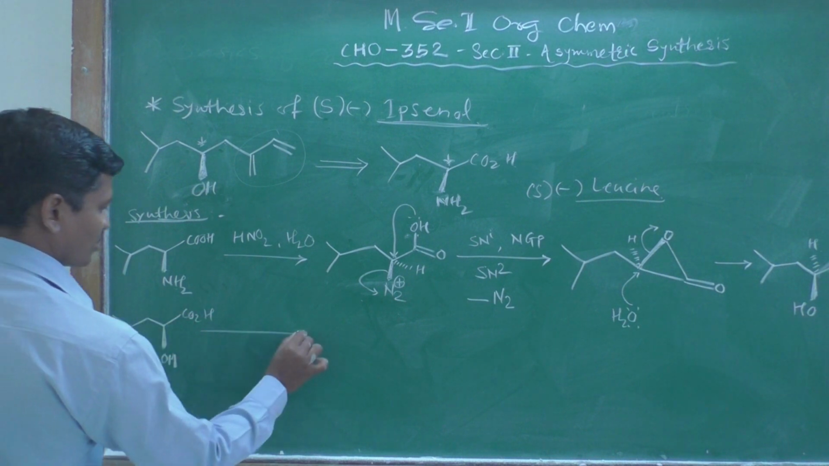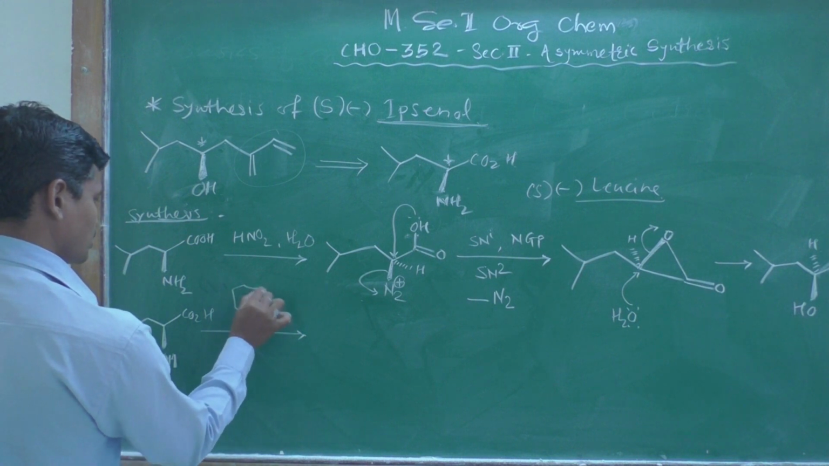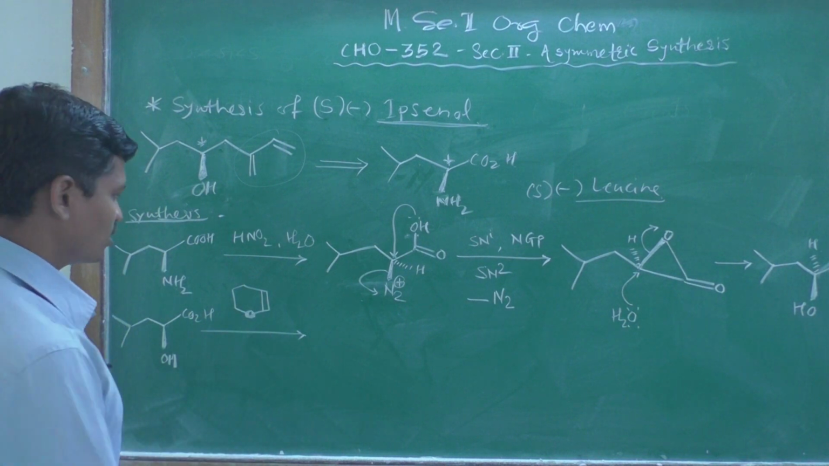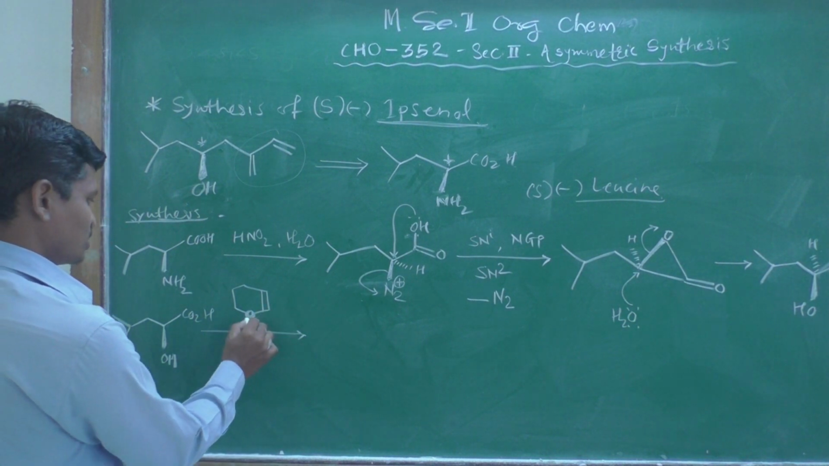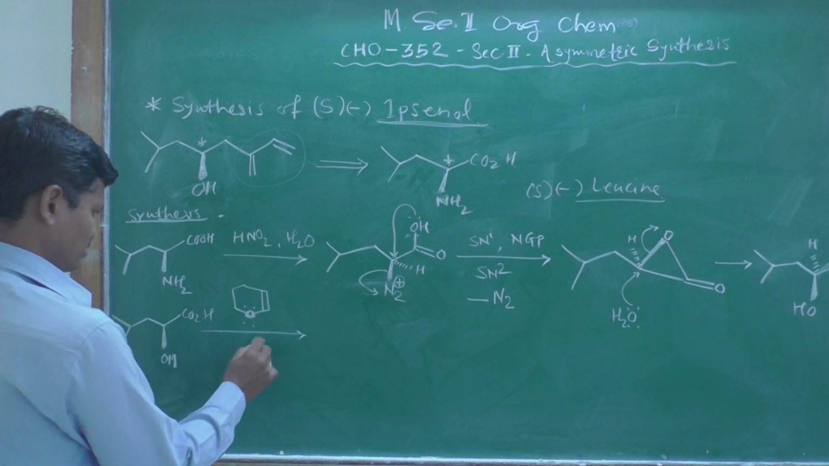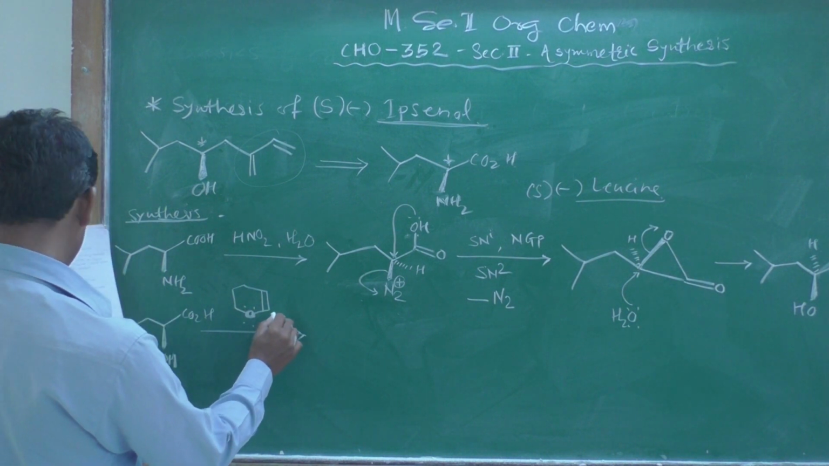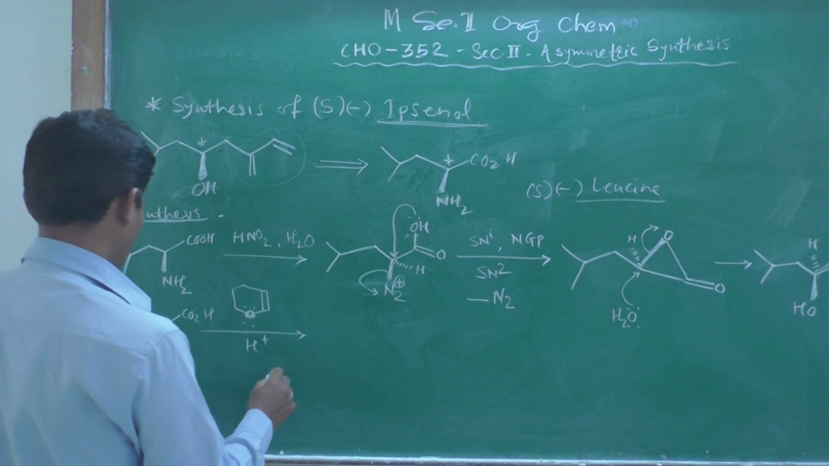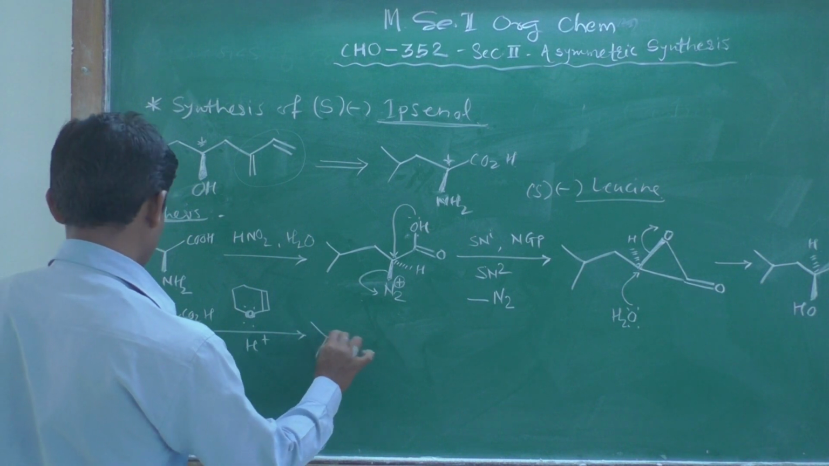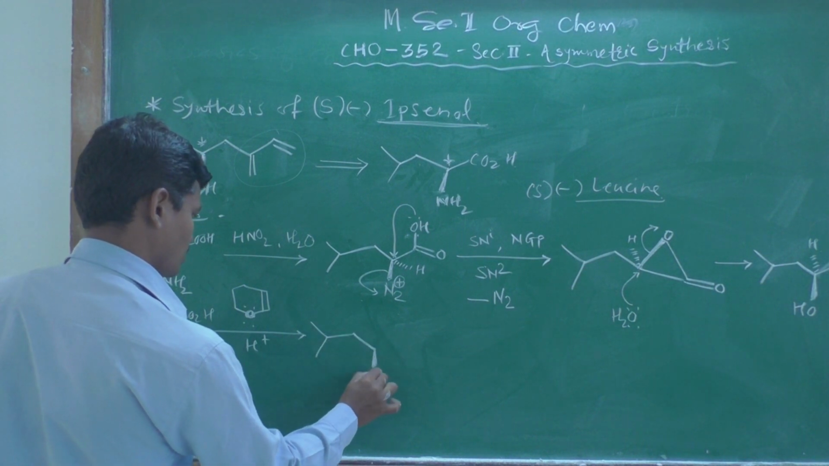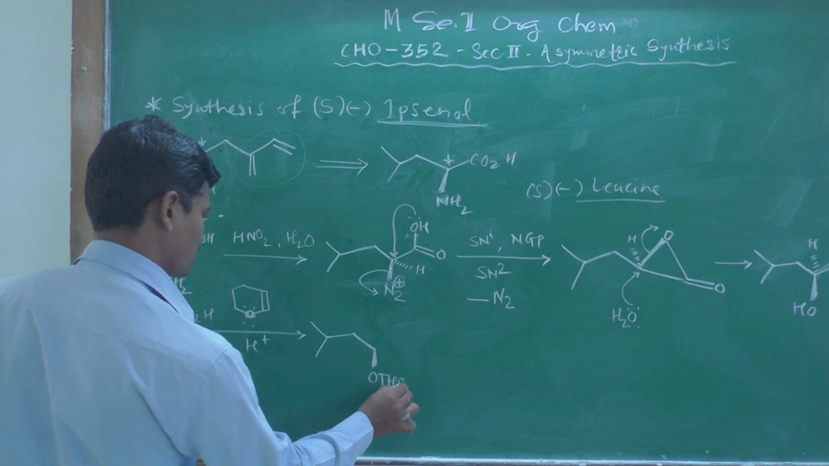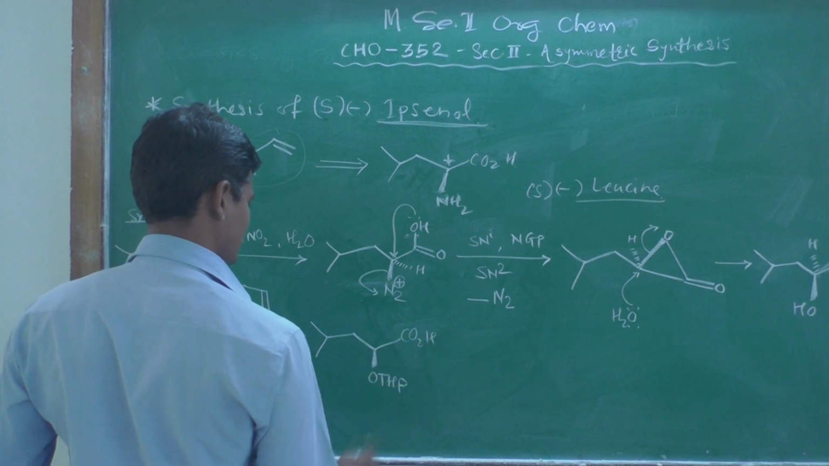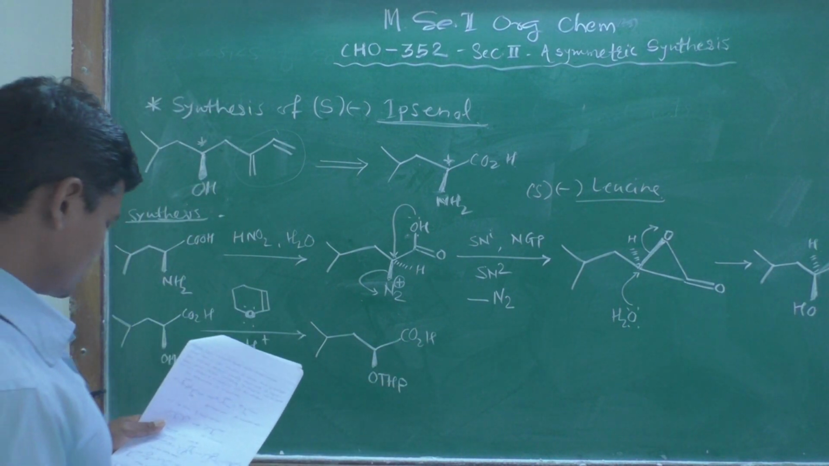Then use protection. I think you have knowledge of protection, deprotection. So this is THP protection, tetrahydropyran protection, H plus. This is THP protection of the hydroxy group. Then you will get OTHP, and the CO2H group is as it is. So the stereochemistry is still written here.